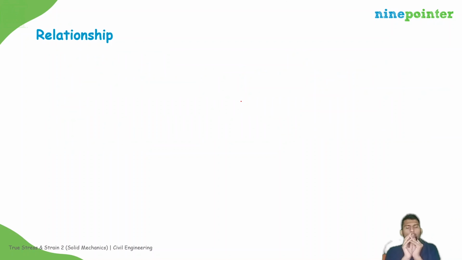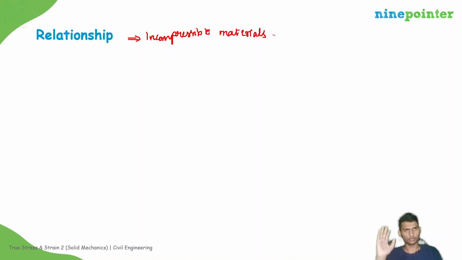So now, can we relate these engineering strain and true strain? If we know the engineering strain, which we use in engineering materials, can we get the true strain from that? Yes, of course, we can get that in the case of incompressible materials. Why are we using incompressible materials here? See, in engineering applications, whatever materials we use are incompressible materials.